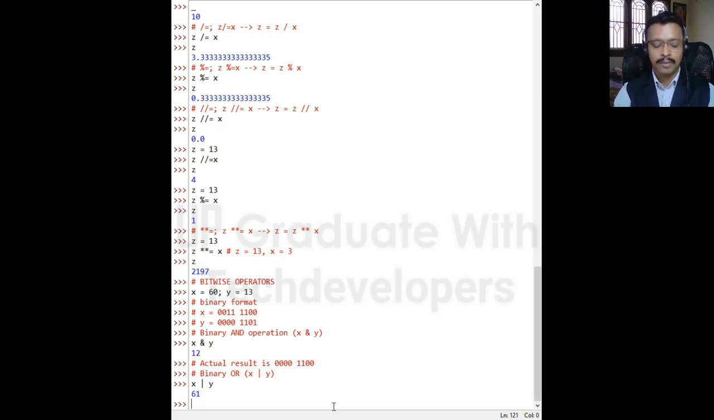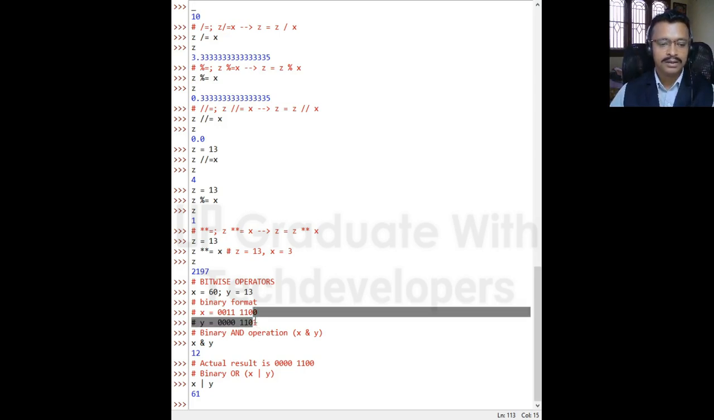You can do the calculation similarly to what I did for x and y. Here it copies a bit if it exists in either operand. Either operand means 0 1 means 1, because the true value exists in either of the operands. The true value 1 exists in y, so it results in 1 in this first case.